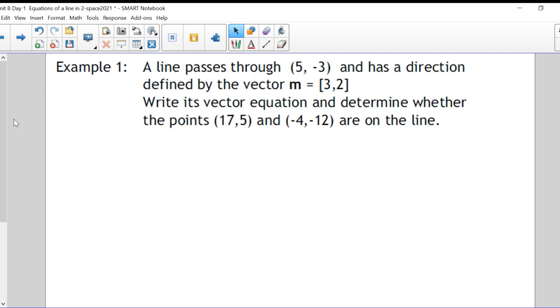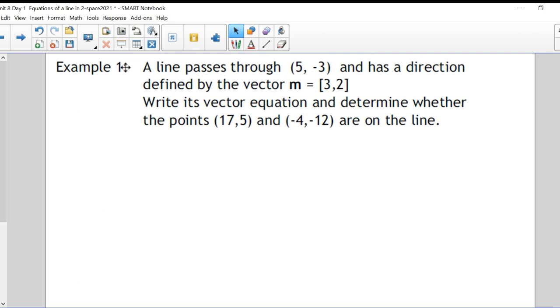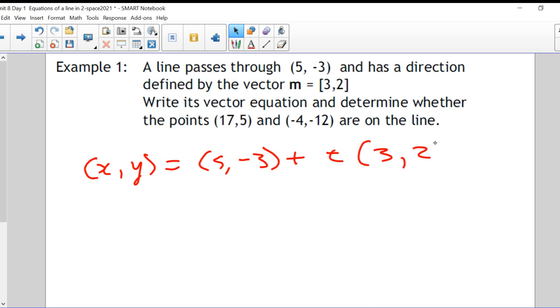Okay, so let me take you back to the first page again to show you the format. (x, y) equals, and you see there's a point on the line plus some parameter, which we're calling t, it's a scalar, times a direction vector. All right, so let's see if this can make sense now. It passes through that point, has a direction defined by the vector (3, 2). So it really looks like this. (x, y) is equal to the point (5, -3) plus, and we'll use t, a typical scalar that you use, plus t times (3, 2).